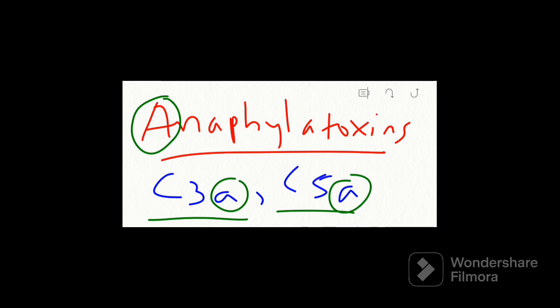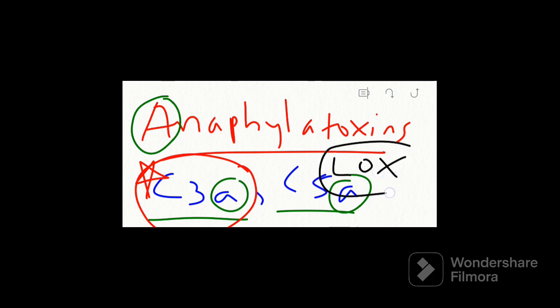From this, the most potent anaphylatoxin is C3a. C3a is the most potent anaphylatoxin. It's very important. And when we talk about C5a, C5a is involved in the LOX pathway. Okay.